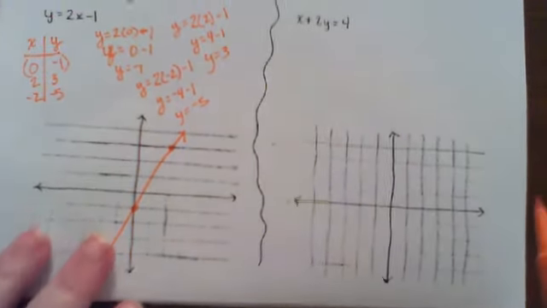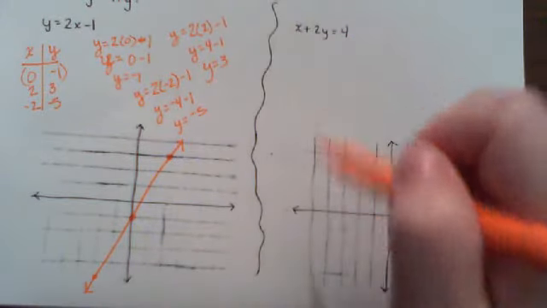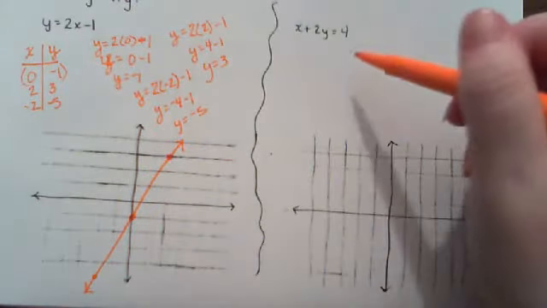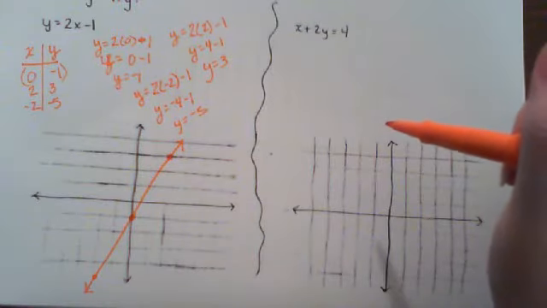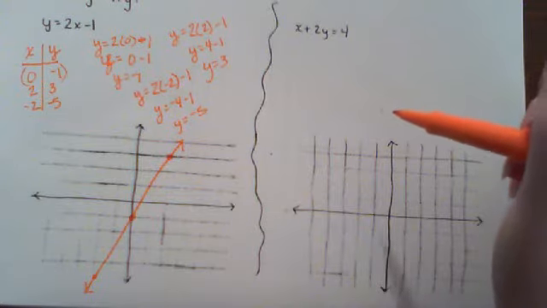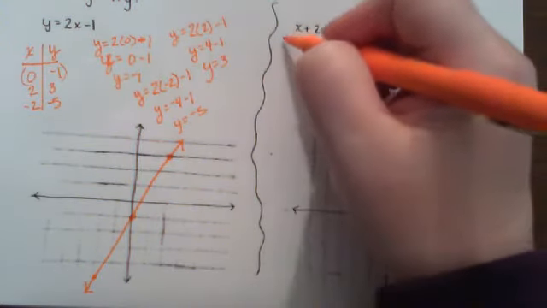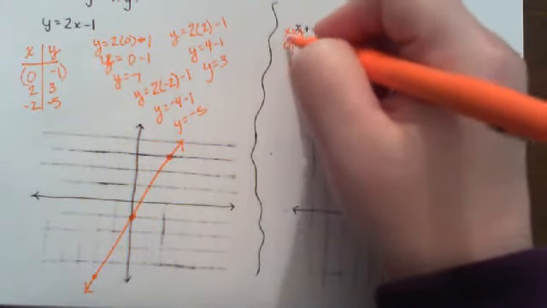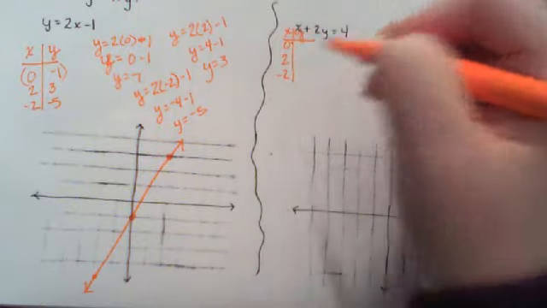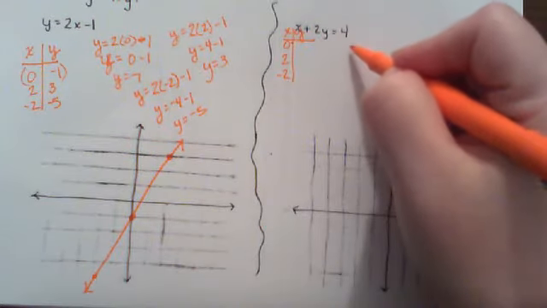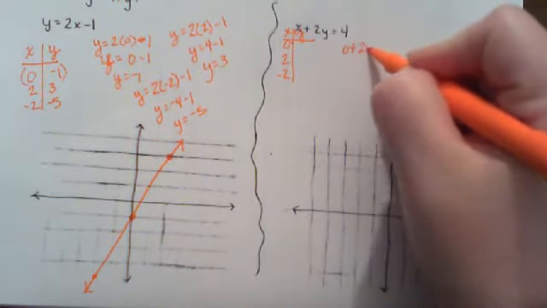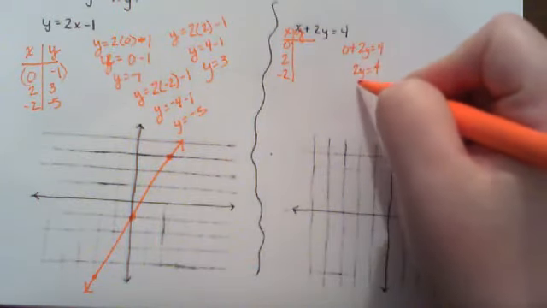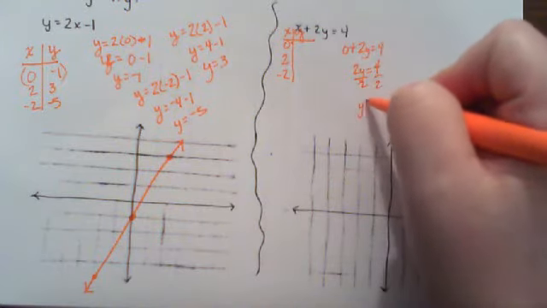So for the next one, this one isn't solved for y yet. These were both solved for y. This one isn't solved for y yet. You can, if you choose, go ahead and solve it for y, or you can solve each individual one. I'm going to go ahead and plug them in the way they are. 0 plus 2y is equal to 4. That means 2y is equal to 4. Divide both sides by 2, y is equal to 2.